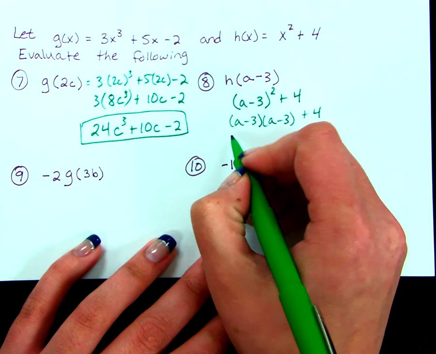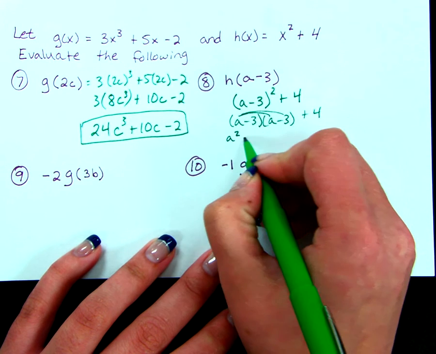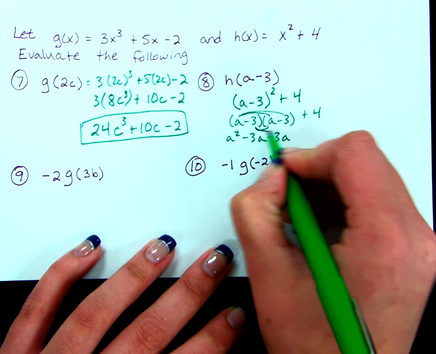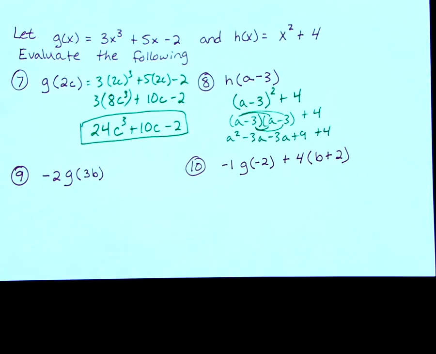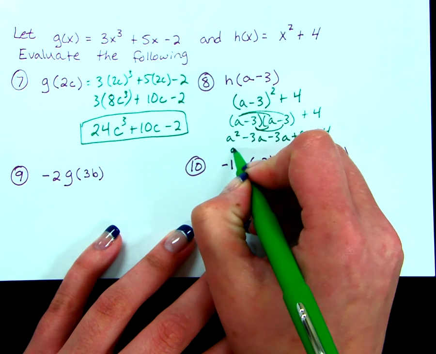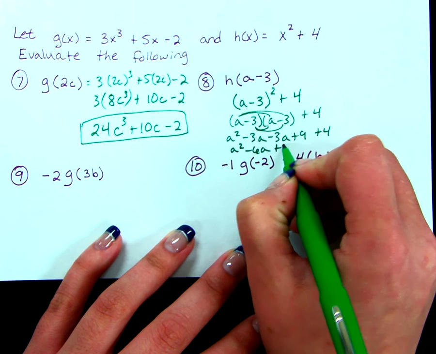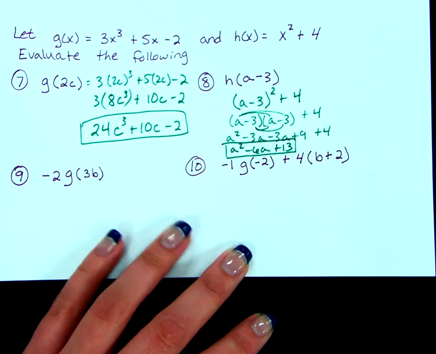So a times a is a squared. And then a times negative 3 is minus 3a. And then another minus 3a, and a positive 9, and then we still have the plus 4 at the end. So now we just combine like terms. So we'll have a squared minus 6a plus 13 as our final simplified answer.